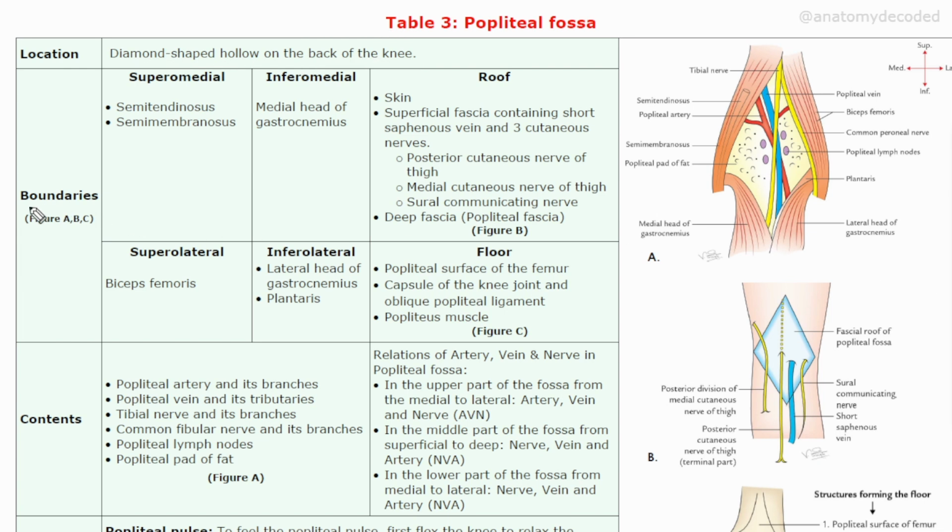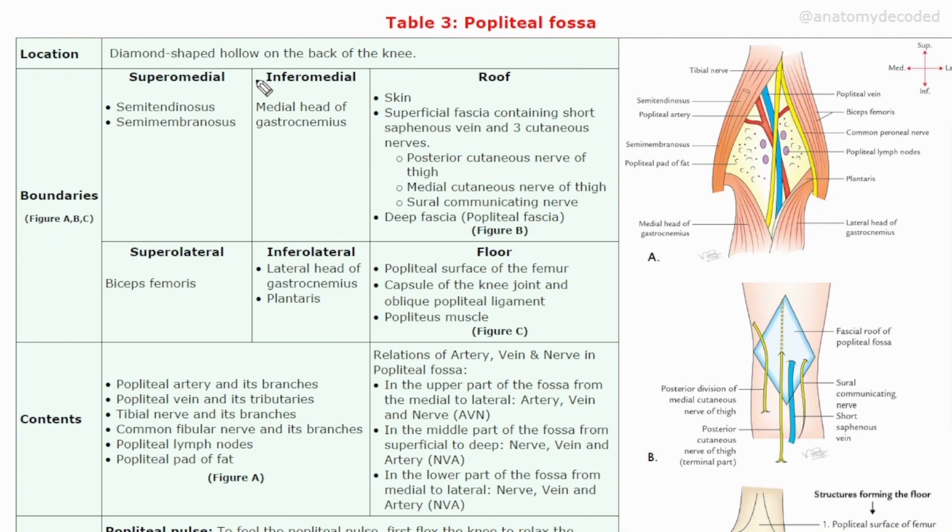Then what are the boundaries of popliteal fossa? Since it is diamond shaped, it will have four boundaries, right? One boundary will be referred to as superomedial, one as superolateral, one as inferomedial, and one as inferolateral. So if this is the region of the right knee which you are looking at from the posterior aspect, these relations fit as if you are looking at the right knee from the posterior aspect.